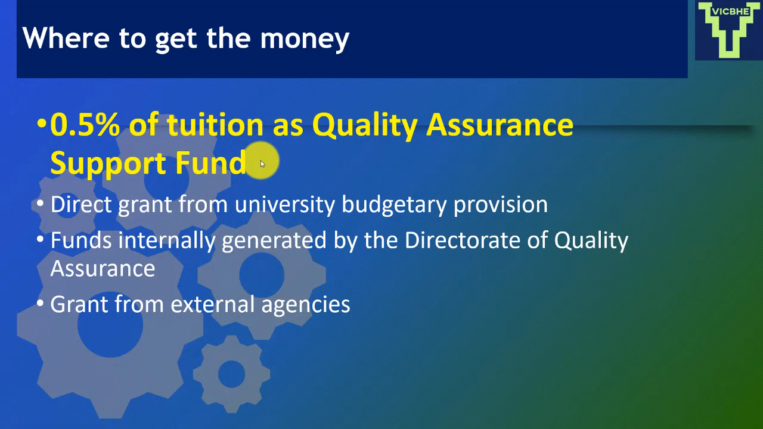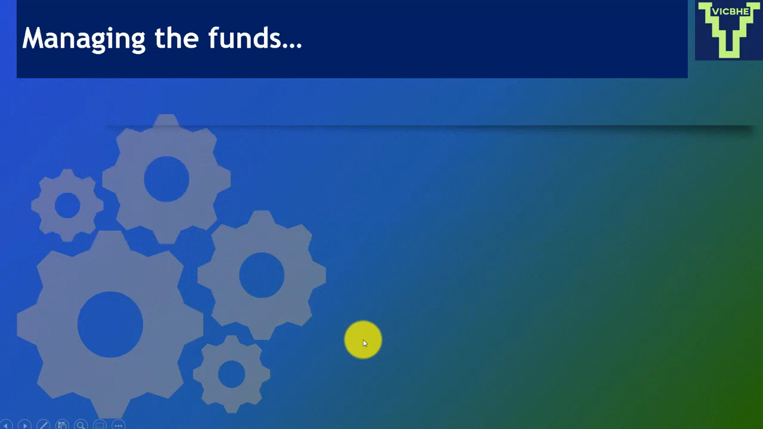And so every university will have to be allocating that amount to a quality assurance support fund. And so when they come for accreditation, they are going to ask for that. That's extremely important. If not, we'll be shortchanging ourselves. The sources are direct grant for university budget provision, funds internally generated, and grants from external agencies.